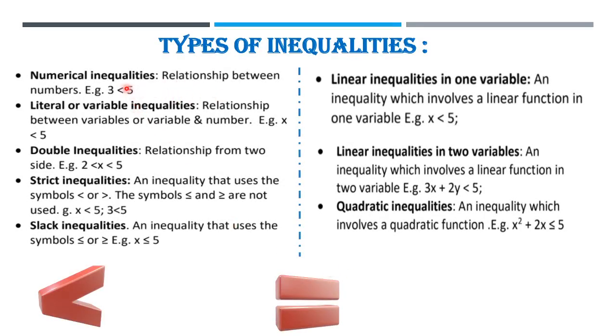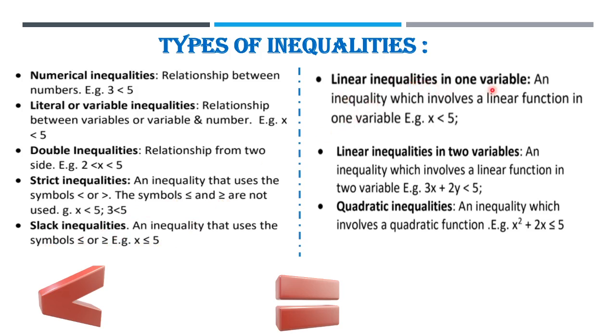Now, types of inequalities. First of all, numerical inequality, where we have inequality between two numbers. Literal or variable means one side we will have a variable and the other side will have some number. Double inequality means relationship from both sides, like this, x is greater than 2 but less than 5. Strict inequality means we have either less than or greater than, but less than or equal to, or greater than or equal to is not allowed. Slack inequality is where we have equal also, x is less than or equal to 5, like this.